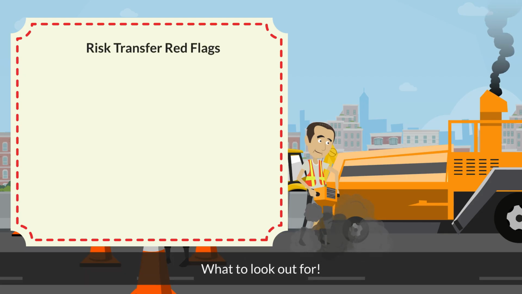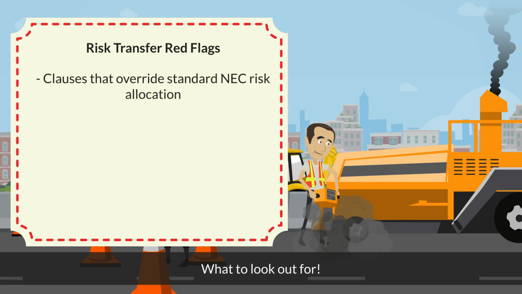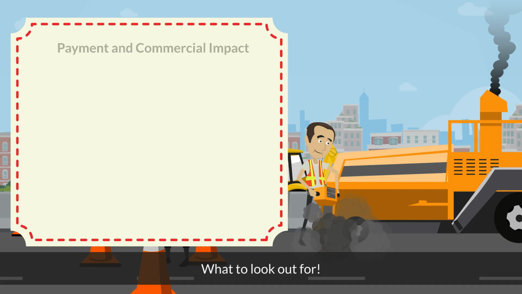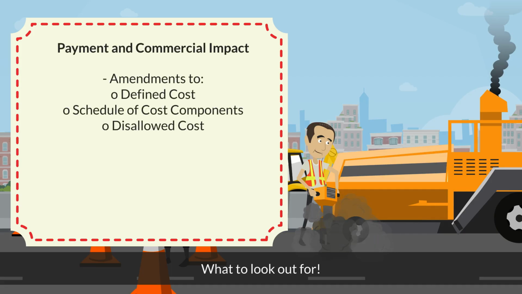So what should you look out for? Not all Z clauses are problematic, but some can significantly change the commercial position. Here are the key areas to review carefully. Clauses that override standard NEC risk allocation, contractor accepts all risk style wording, and limitations on compensation events. Amendments to define cost, schedule of cost components, or disallow cost.